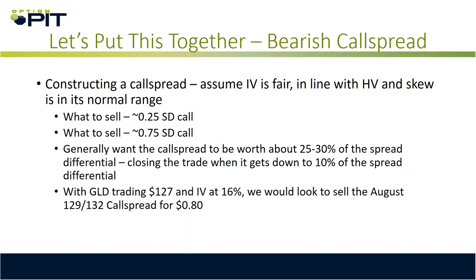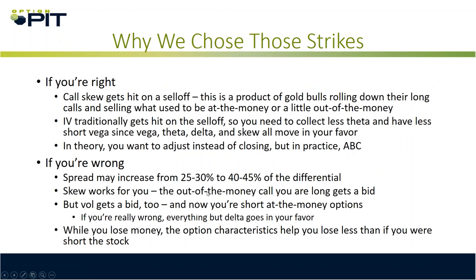If I'm actually entering this short call spread at the level I was going to be closing my bullish call spread situation, it's about a 0.25 standard deviation call that we're selling. And for the second leg, we're going to buy that 0.75 standard deviation call. With GLD trading 127, that's about a 129, 132 call spread. It's about 80 cents. It's a little bit more than 25% of the spread differential. And it closes at around 30, 35 cents. It's decent money made, but it's a little less money than you're going to be making when you have the bullish trade because that skew goes against you.